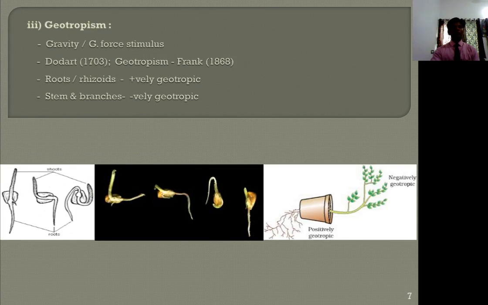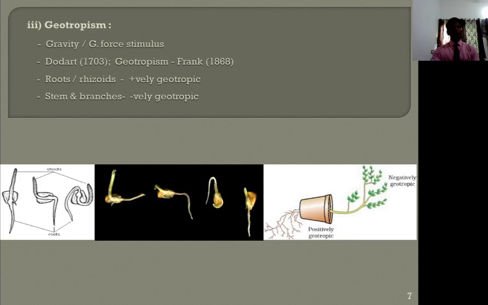Which movements are called geotropic movements? The planned movements which occur towards the gravity or gravitational force are called geotropic movements. In other words, the tropic movements which occur in response to the gravity or gravitational force stimulus are called geotropic movements, and the phenomenon is called geotropism. This phenomenon was first demonstrated by Dr.D.R in the year 1703, and the term geotropism was first coined by Frank in the year 1868.